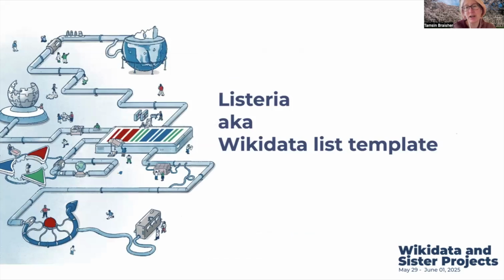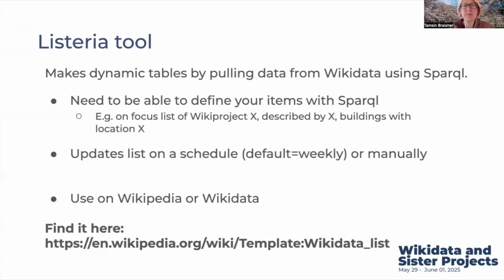So into Listeria, which is also known as the Wikidata List template, which gives you a bit of a clue as to how it works. Listeria is for making dynamic tables by pulling data from Wikidata using SPARQL. So the first requirement is that you can define your items with SPARQL. That can be as simple as items that are on the focus list of a particular wiki project, items that are described by a specific source. It can get more complicated, items that are an instance of some kind of building in a particular region or something. Once you've made your list, it updates on a regular schedule.